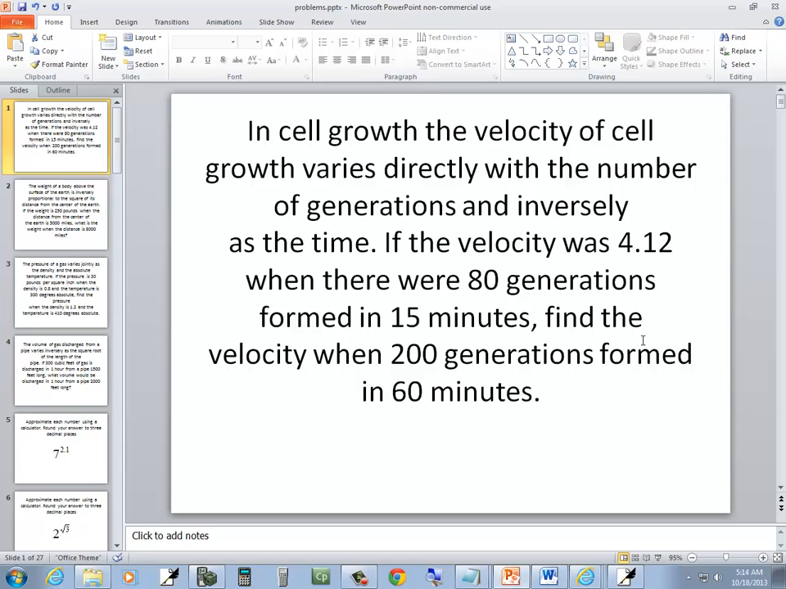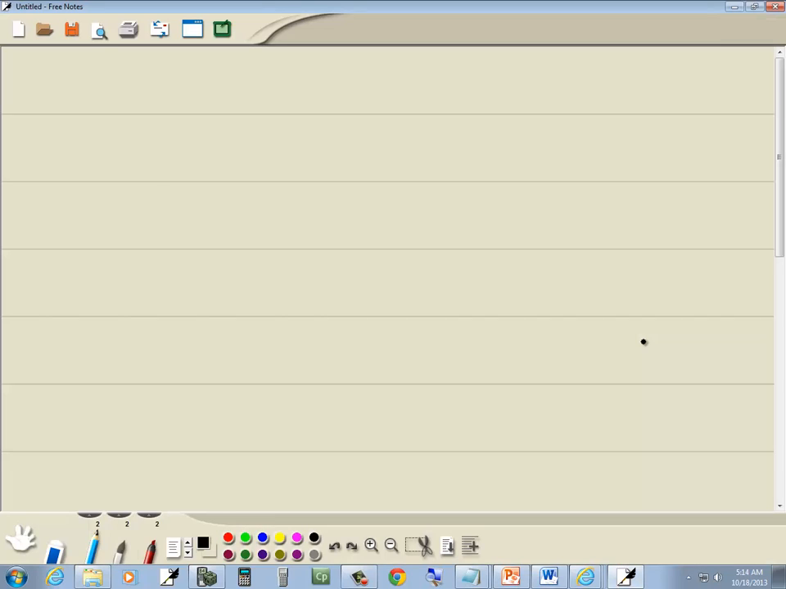As I read this, in cell growth, the velocity of cell growth varies directly with the number of generations and inversely. So it says direct and inverse. So this is a combo. Now there is no set form for a combo. You just write it down as you read it. So we go to step 2.